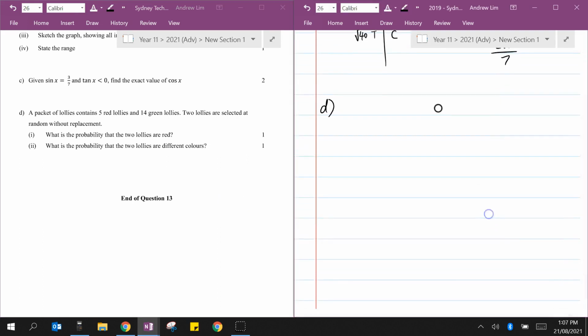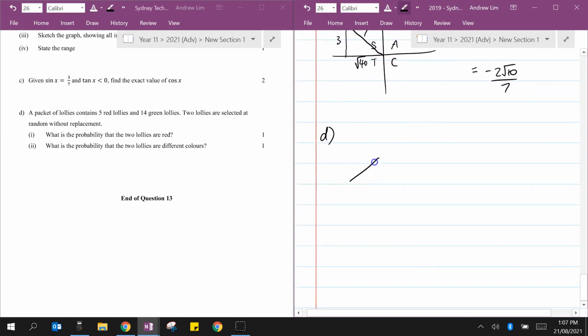Okay, so here, I would like to do a tree diagram. So it's either red or green, and then red or green, red or green. There are 5 out of 19 lollies that are red. If you were to pick one, now there's only 18 left, and there's only 4 red ones if you first took a red. There are 14 out of 19 to begin with. If you select a red next, there's still 5 left out of the 18. But if you took a green the first time, there's only 13 left now.